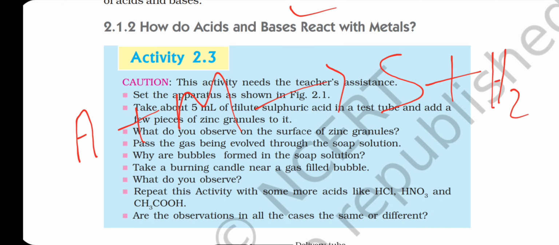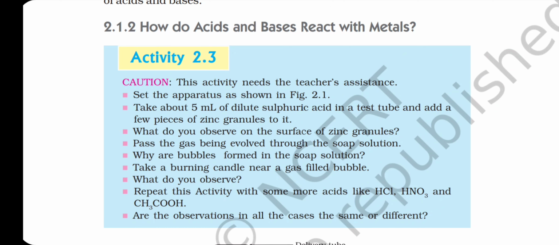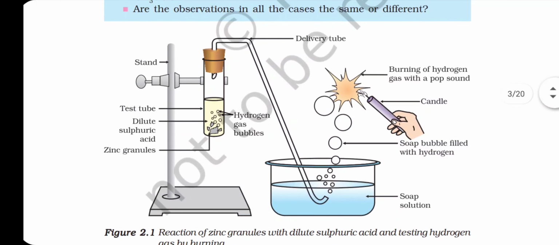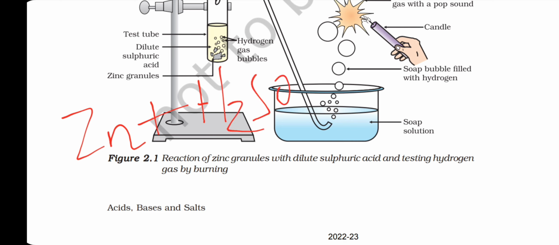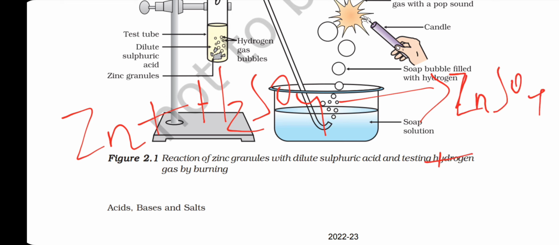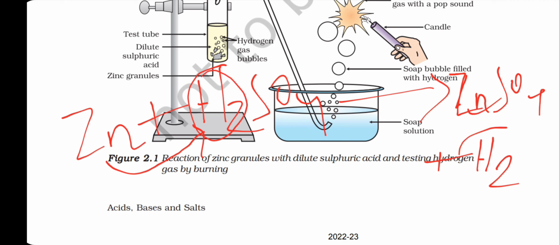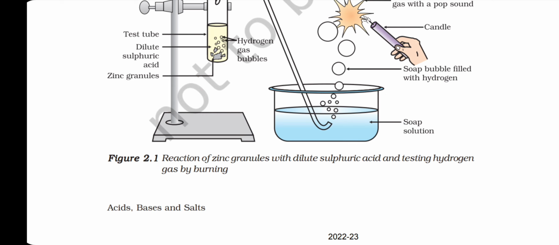Okay, so here is an example. When zinc is reacted with dilute sulfuric acid, that is H2SO4, it produces zinc sulfate, which is a salt, along with the release of hydrogen gas. Here the zinc metal displaces the hydrogen and forms zinc sulfate, and hydrogen gas is displaced and released. So remember, hydrogen gas when burnt gives a pop sound.